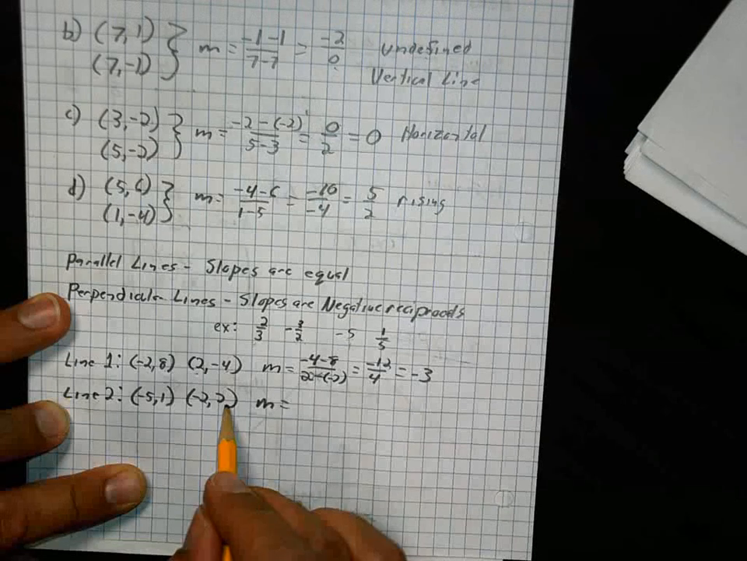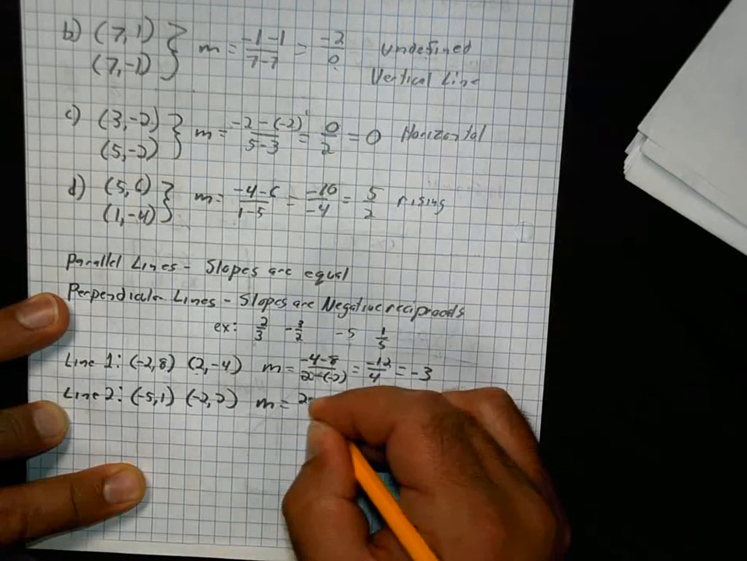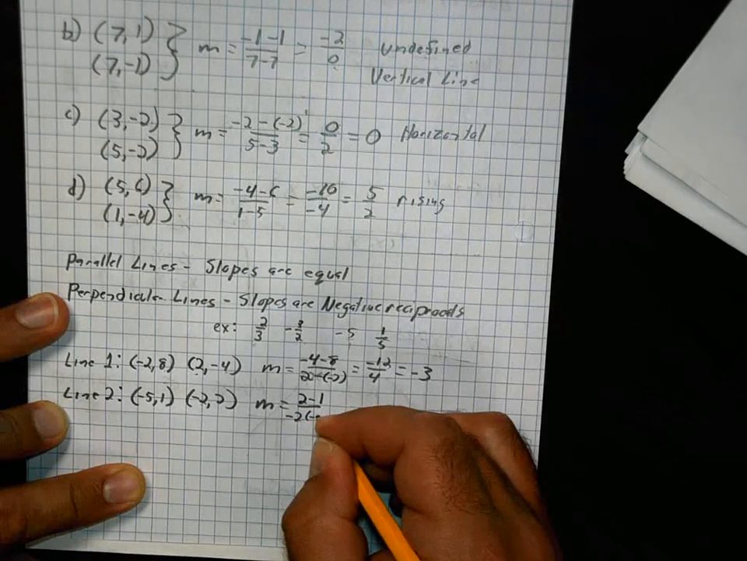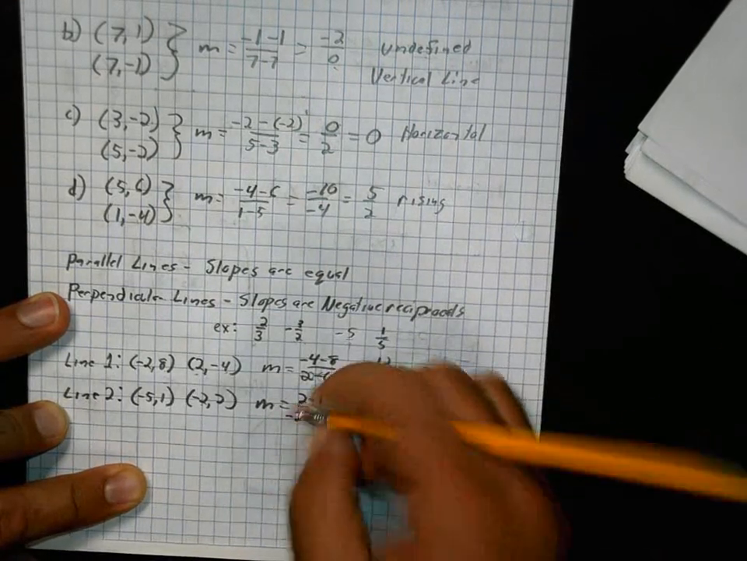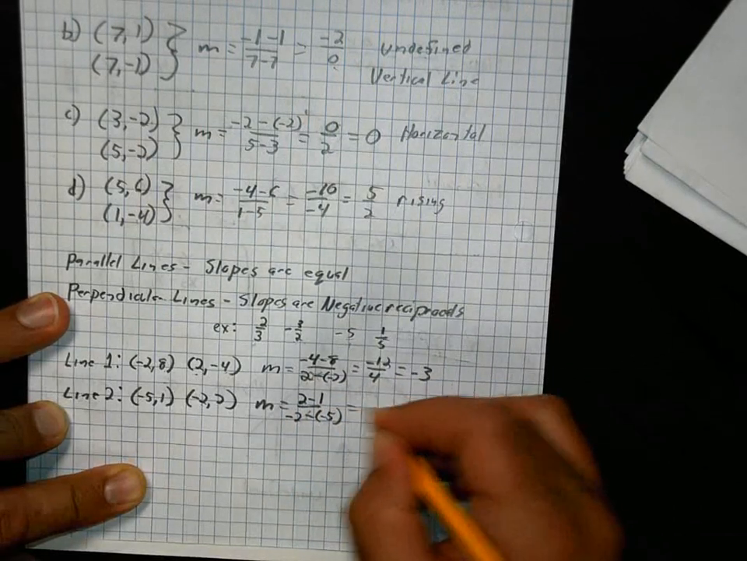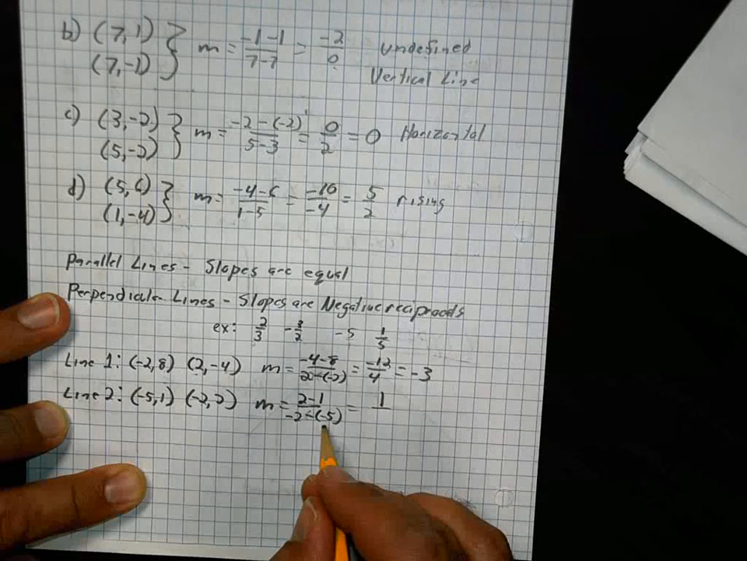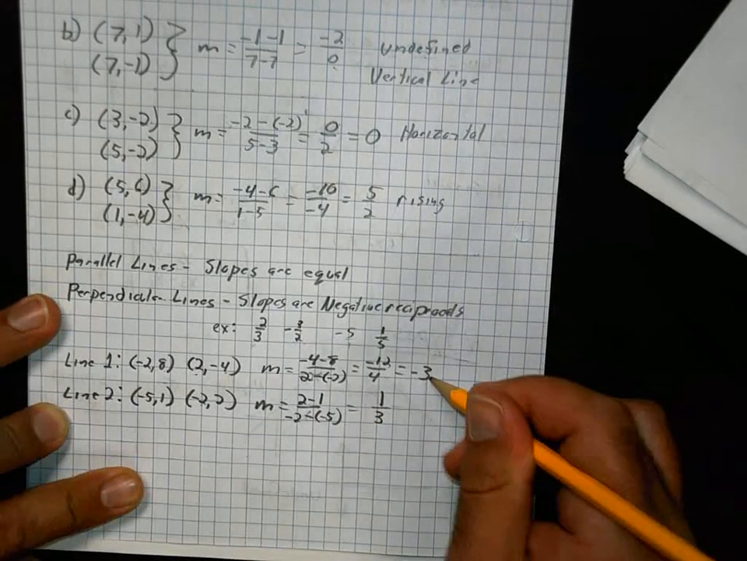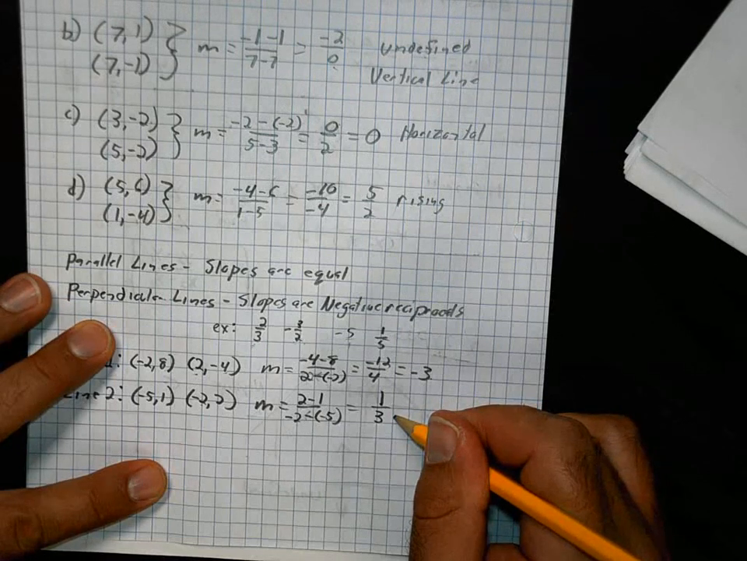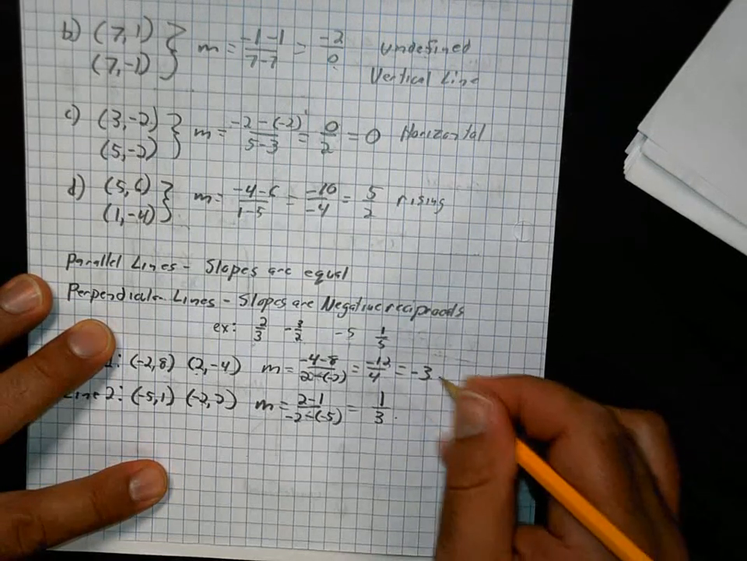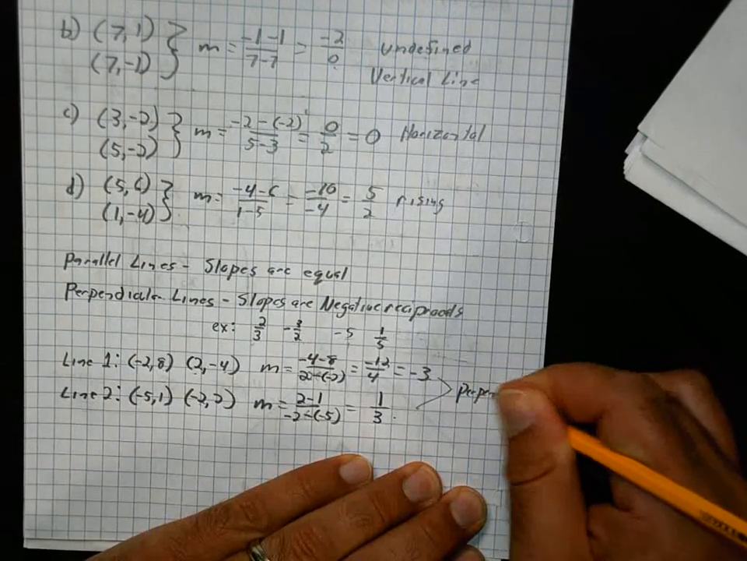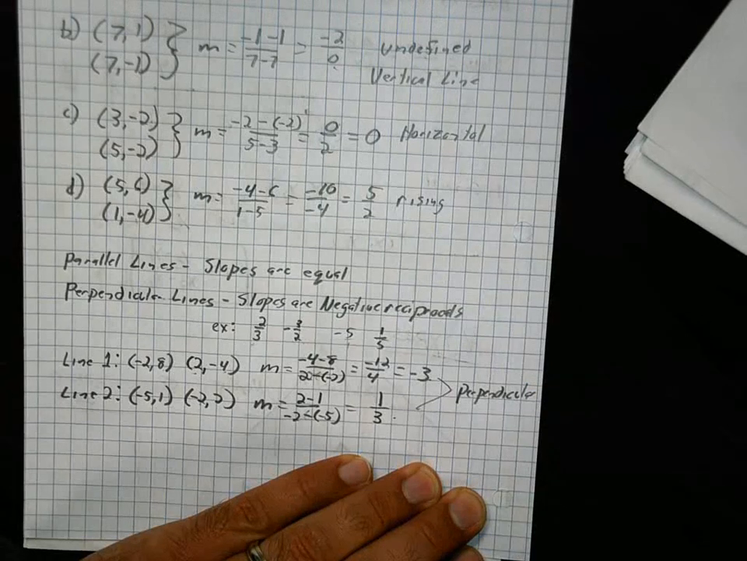Slope of this one, 2 minus 1 over -2 minus -5. Goofing up. So that's going to be 1 over, that's going to become a plus, so 1/3. So -3 and +1/3, are those negative reciprocals? They sure are. So these lines will be perpendicular of each other.